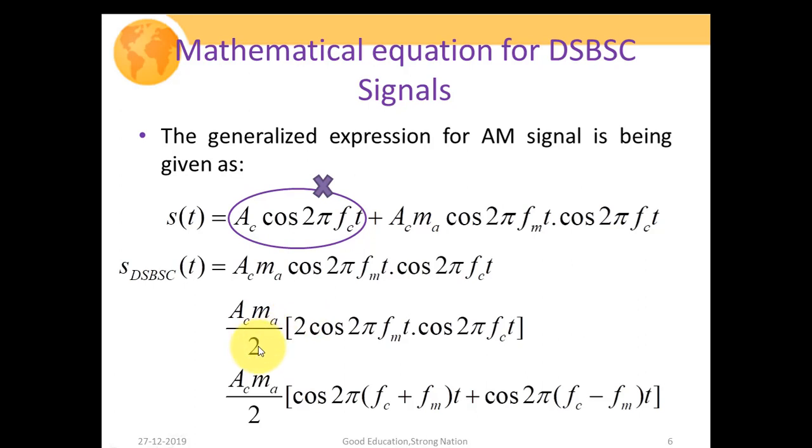Here we have multiplied by 2 and divided by 2. We have expanded this using the formula cos A cos B as cos(A plus B) plus cos(A minus B). So we have cos(2π (fc plus fm) t) and cos(2π (fc minus fm) t). The higher frequency component, fc plus fm, is called our upper sideband, and the lower frequency component, fc minus fm, is called our lower sideband.